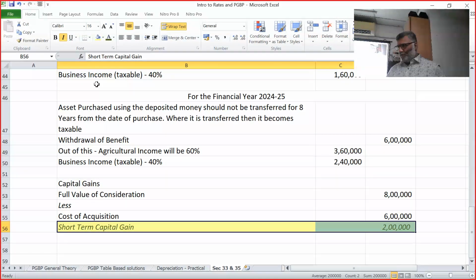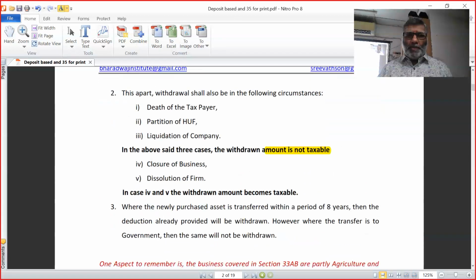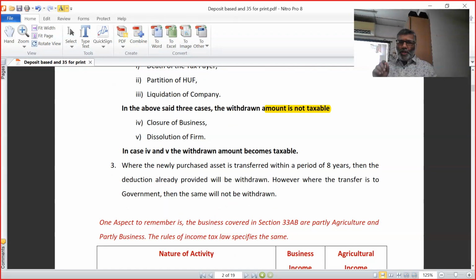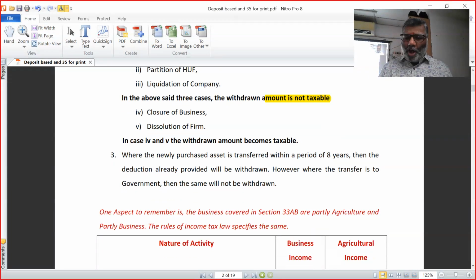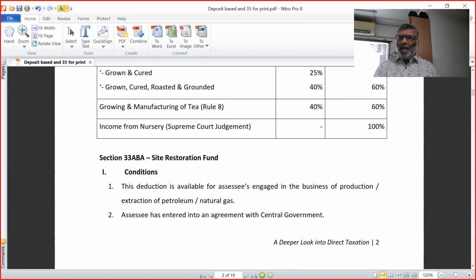This is the most important theory we can see. That is 33AB, the plantation sector, the questionable area. The non-questionable area is 33ABA, site restoration. I haven't seen a question on this. This is for petroleum and natural gas, ONGC, Reliance Petrochemicals, like that. Some companies can avail this.